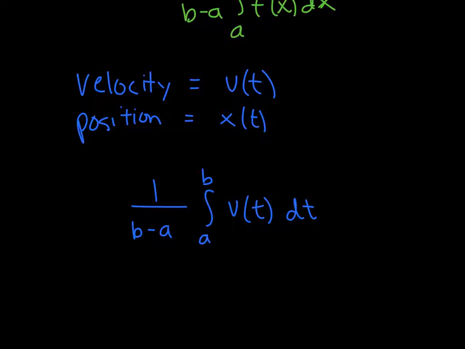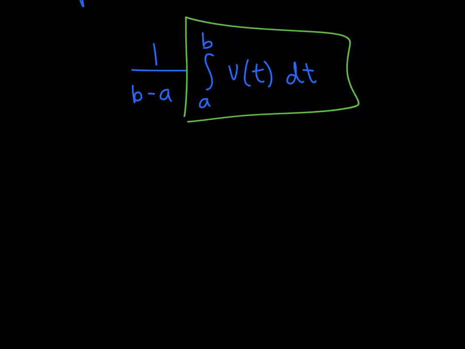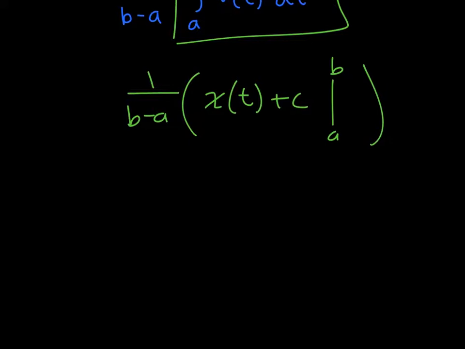So here's the interesting thing that I found. If you evaluate this integral, you're going to end up with x of t, because the integral of velocity is position. So you have x of t plus c evaluated at b and a, and the whole thing is times 1 over b minus a, because we're still looking for the average value of velocity. We're just evaluating this.